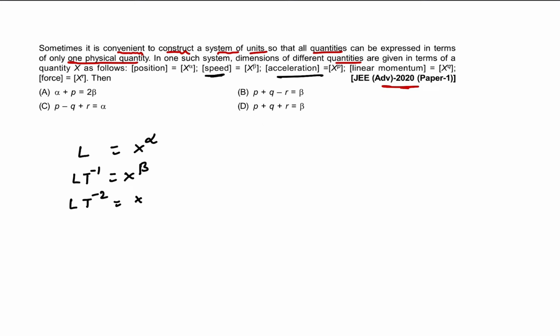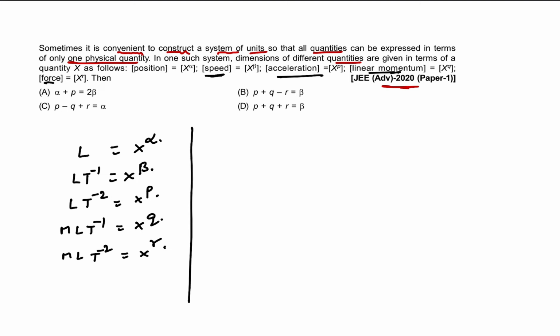Acceleration, L t power minus 2 is the dimension of acceleration, that they have represented with x power p. Linear momentum, you can write m L t power minus 1, that is x power q. Linear momentum dimension is what I am writing. Okay. Force, force dimension is m L t power minus 2, they are representing with x power r.